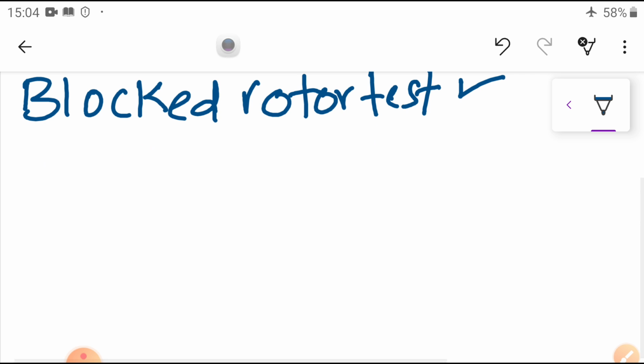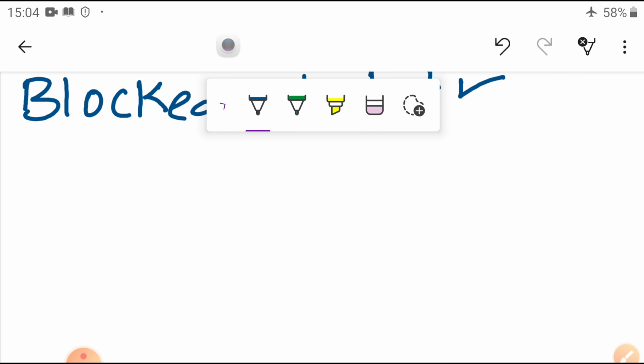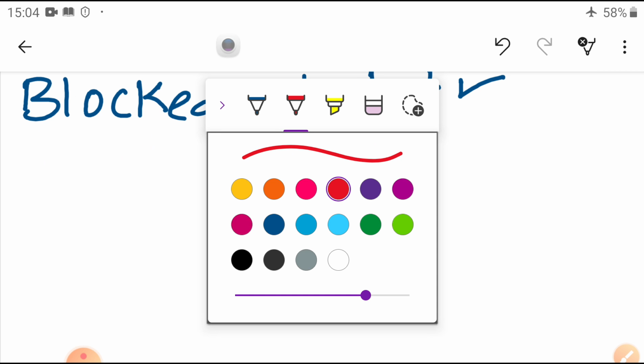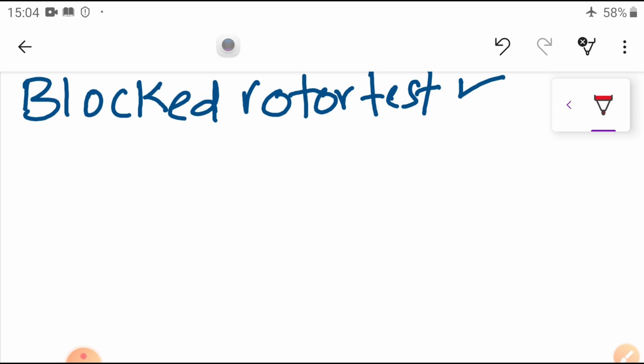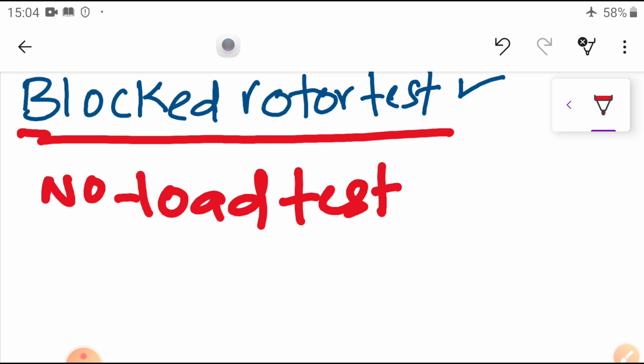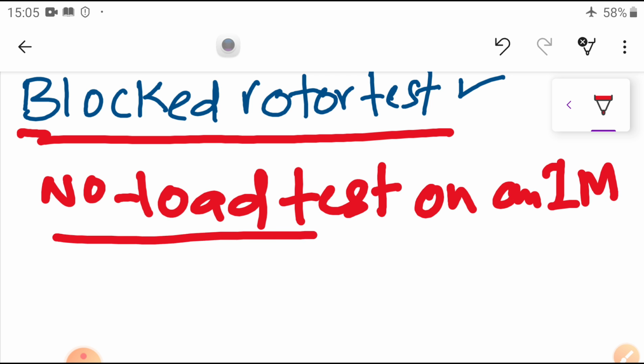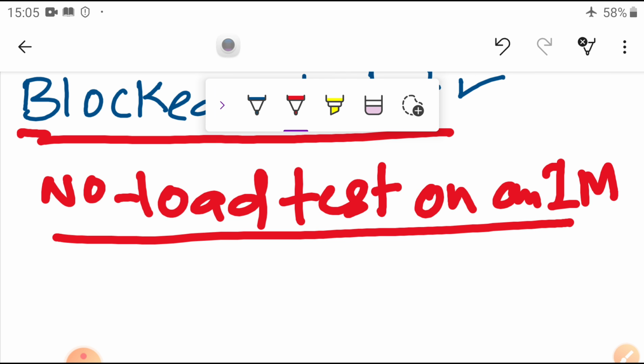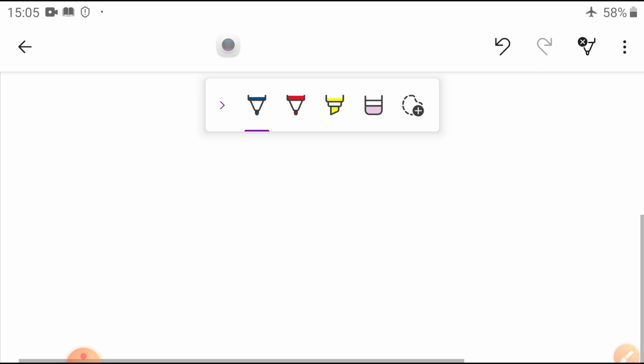Now, first we will see the no load test. Here I am going to do the no load test on an induction motor. Okay, how to do this one, we will see. Now let us draw the diagram.